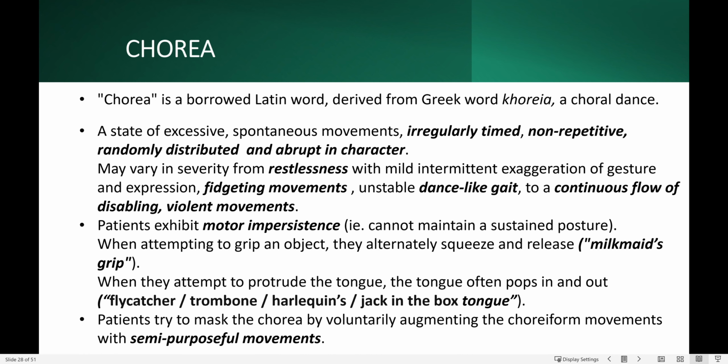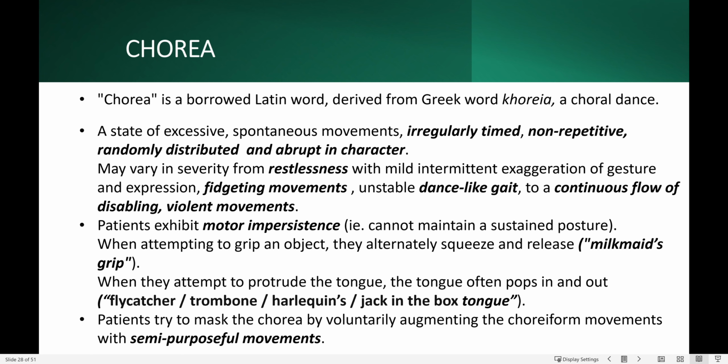Chorea is from a Greek word meaning a choral dance, and it's irregular timed, non-repetitive, randomly distributed, spontaneous movements. They can vary from restlessness to fidgety movements to more dance-like gaits, or in the severe forms, a continuous flow of disabling violent movements. The patients will show motor impersistence, i.e. they cannot maintain a sustained posture. So when you ask the patient to grip your fingers, you'll be able to demonstrate the milkmaid's grip, which we'll see on the video coming up.